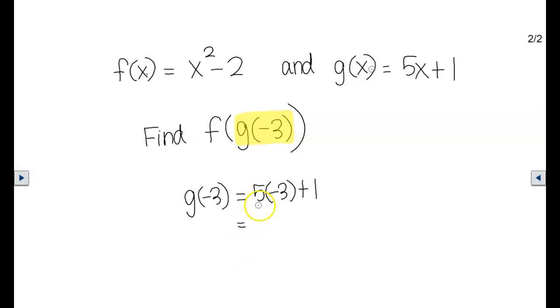So to work this out, first we would multiply 5 times negative 3, which is negative 15. And then we would do negative 15 plus 1, which is negative 14. Now remember, at that point we aren't finished, because all we have figured out is just what g of negative 3 is. So in this problem where we see g of negative 3, we can now replace that with what we know it's equal to, which is negative 14.